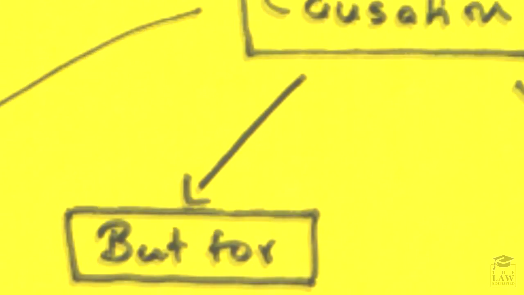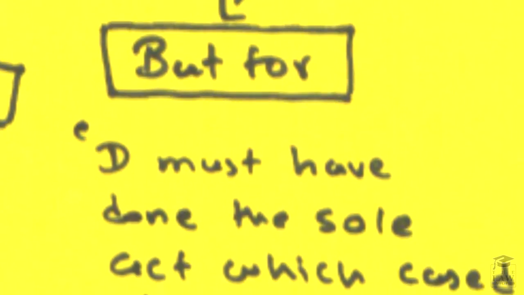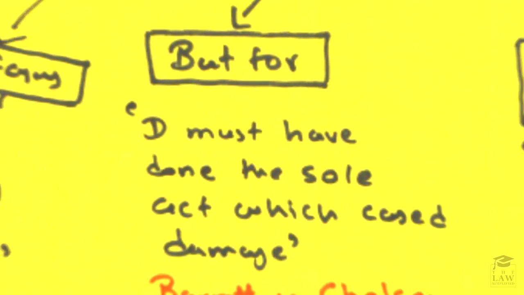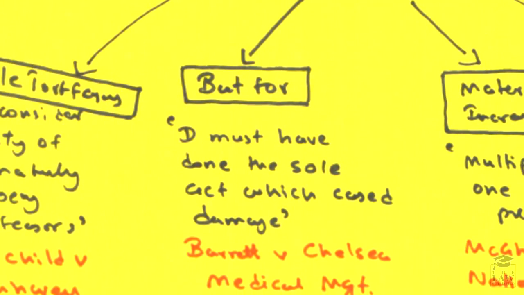Now, the original test for causation was the same as it was seen in criminal law, as in the sine qua non or but-for test, where the defendant must have done the sole act which caused the damage, as seen in Barrett and Chelsea Medical Management. As I said earlier, it's not as clear-cut. When we employ the but-for test in causation, it became quite lenient in relation to the defendant. So if there were some other intervening events, there might be an issue of imposing liability.